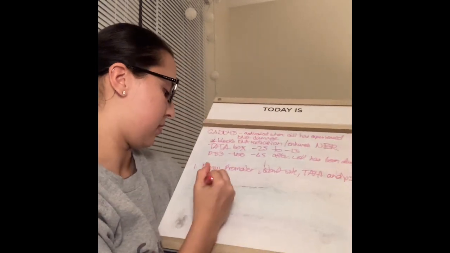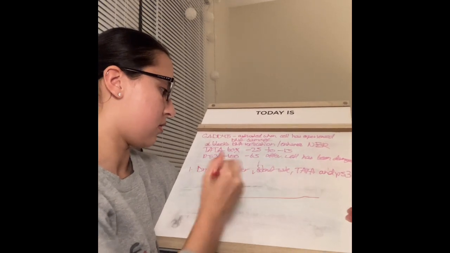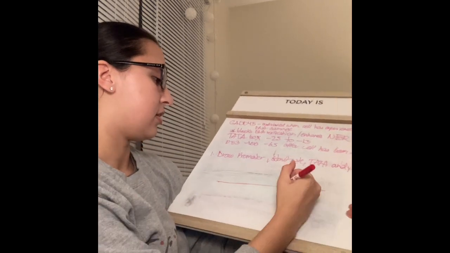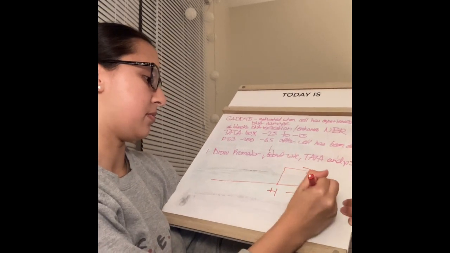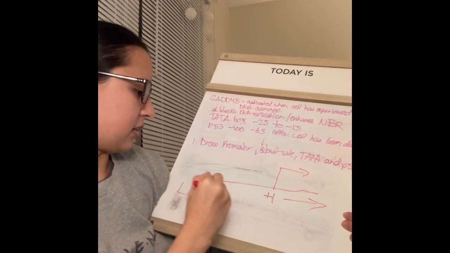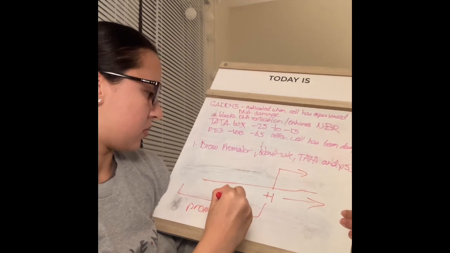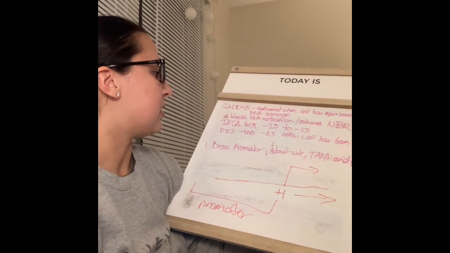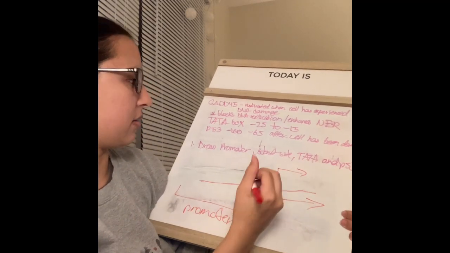So this could be our start site, which would be this direction. And then this whole thing is going to be our promoter. We were told that the TATA goes from -25 to -15.